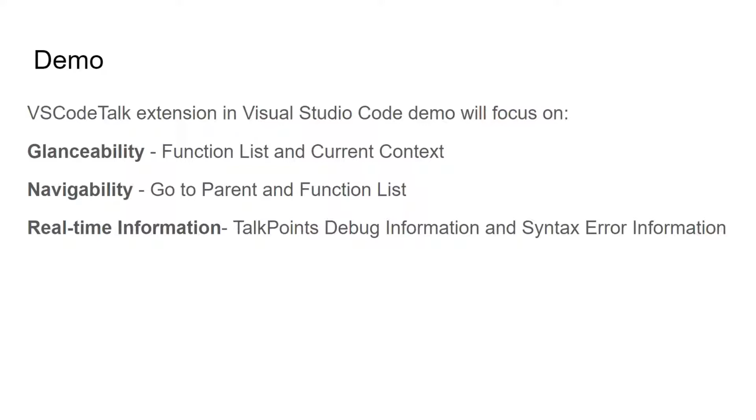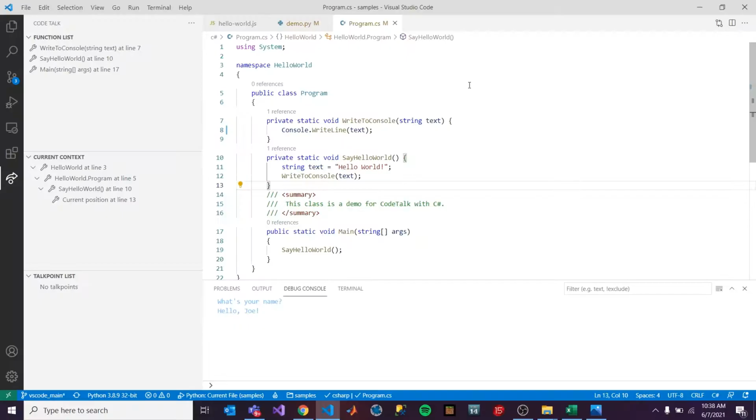So I'll be running through a demo right now of the VS Code Talk extension in VS Code. We're going to focus on these three areas around glanceability, navigability, and real-time information. The Code Talk extension provides the function list, get current context list, talk point list, and also syntax error information alerts. The function list is there for glanceability and navigability.